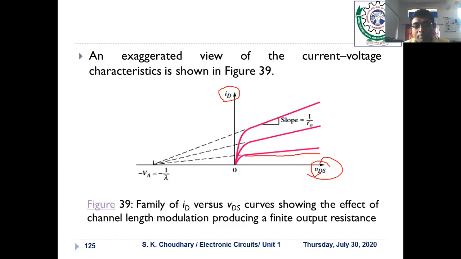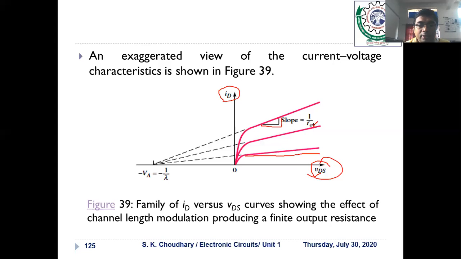So on the basis of this phenomenon, we have drawn the ID versus VDS curve showing the effect of channel length modulation. Because of channel length modulation, your MOSFET produces a finite output resistance, because a finite slope is available here. In the ideal case, the slope is infinite, so R0 is infinite. But as here it is a finite value, we are getting a finite output resistance.